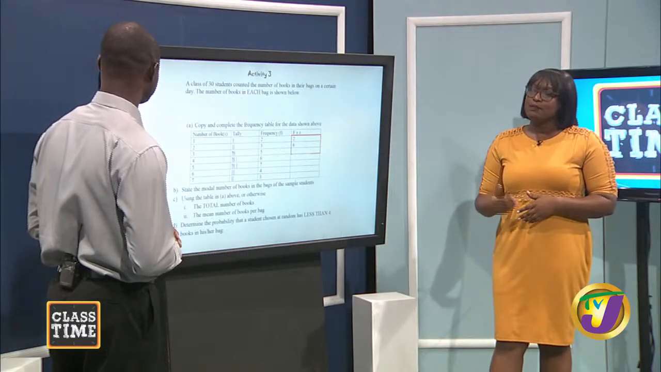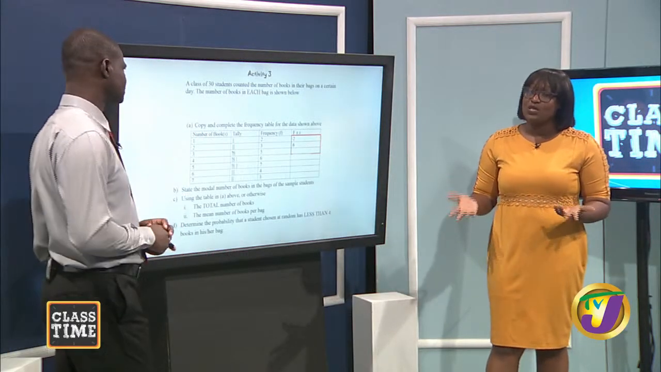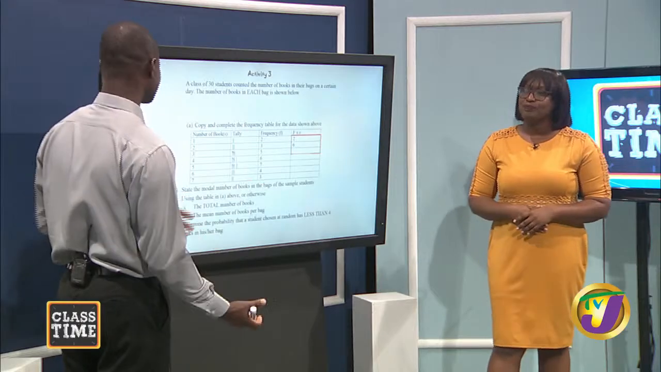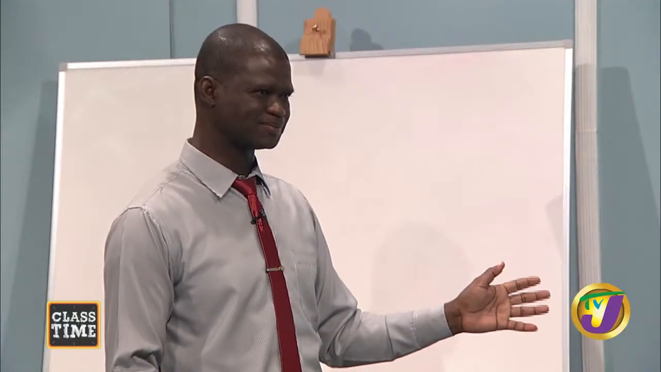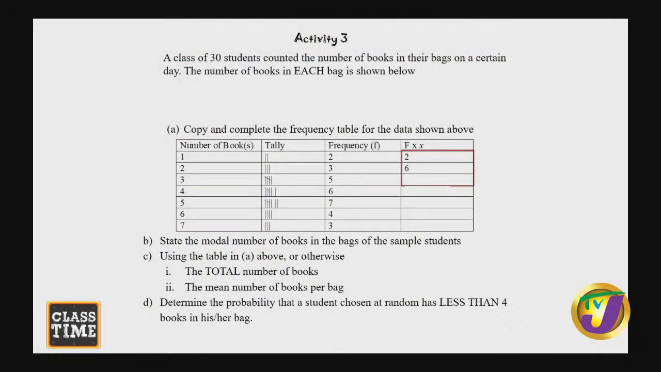So F multiply X actually means the frequency times the number of books. So that's giving us how many. We can use this information now to get our total number of books in the sample. Each time we're multiplying our frequency by the number of books given in column 1.